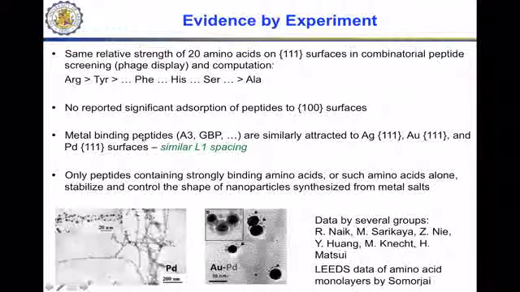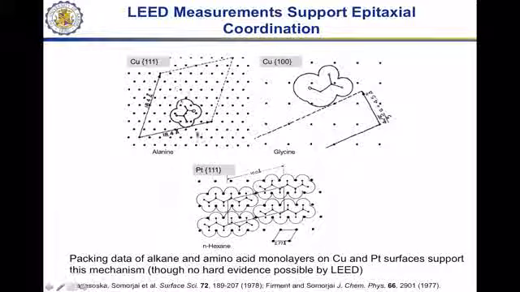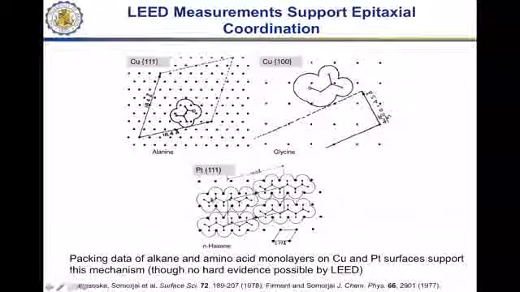Then also we see that different metal binding peptides are similarly attracted to silver, gold, or palladium 111 surfaces, which is related to this epitaxial type of adsorption. And there are further data about mineralization of metal nanocrystals that are consistent with what we have explained by the computation. And also, we made some comparisons here to some earlier data.